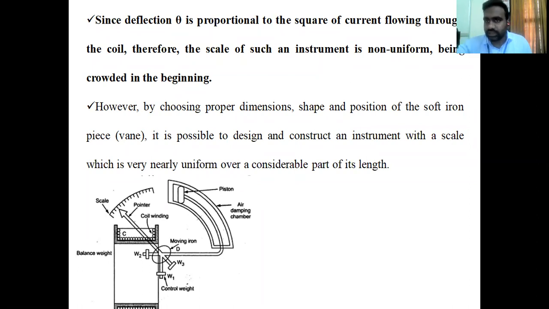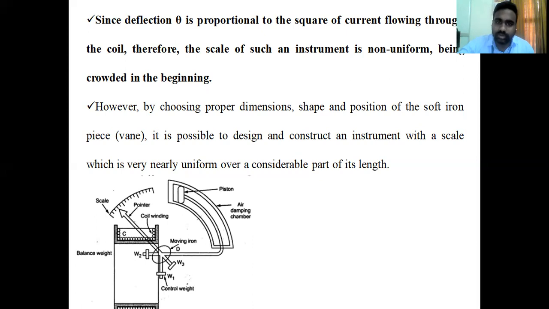So particularly in the concept of MI instrument, that too with attraction type moving iron instrument, the deflection angle theta is always proportional to the square of current. Not directly proportional to current. Deflection angle theta is directly proportional to the square of the current. Why this is happening is, in PMMC instruments the calibrated scale which we are going to measure is quite uniform, but in MI instrument the scale is not uniform. So because of that, the deflection angle theta is proportional to the square of current.